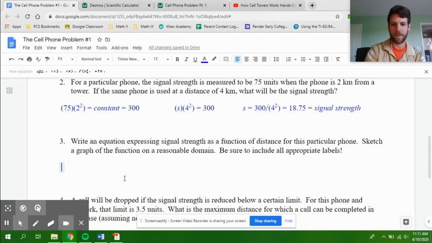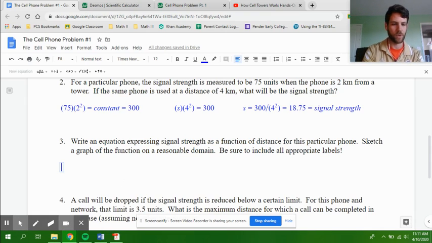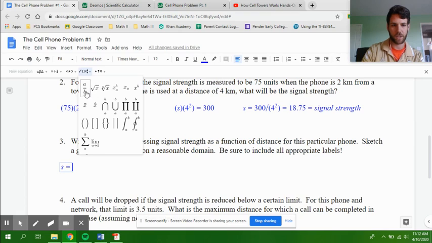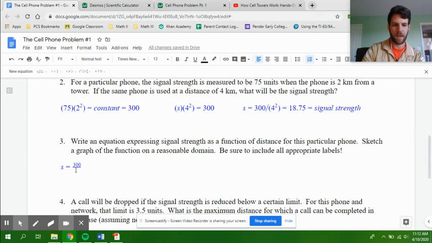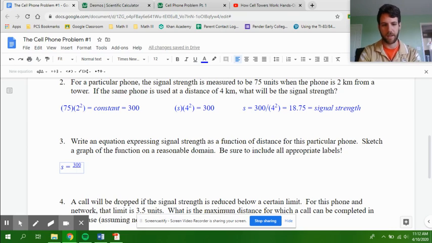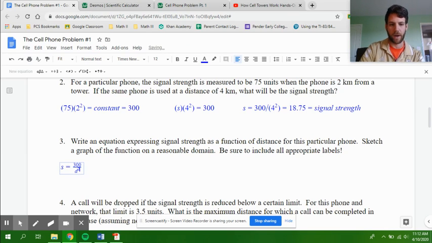So if we want to type out this equation nice and neatly, we would have S is equal to a fraction of 300 being divided by our 4 squared before, but now it's just distance squared.